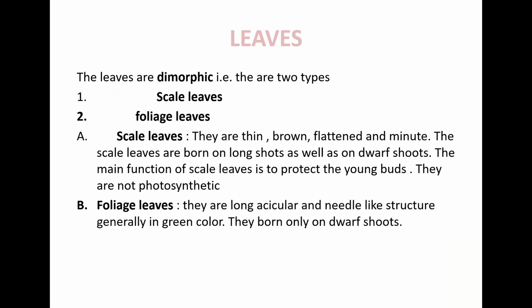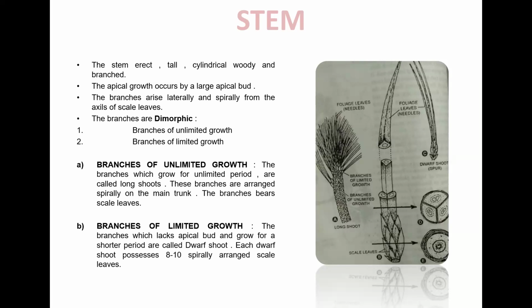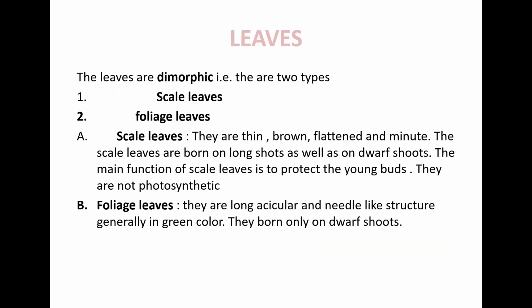Next comes the leaves. How will it come dimorphic, ma'am? I'm asking which type of branching is observed in Pinus stem. I repeat, which type of branching is observed in Pinus stem? The options may be like this: monopodial branching, dimorphic branching, trimorphic, or none of the above. Am I clear? Yes, it will be dimorphic branching. Dimorphic means two. Di means two. We can see two types of branches: branches of unlimited growth and branches of limited growth.